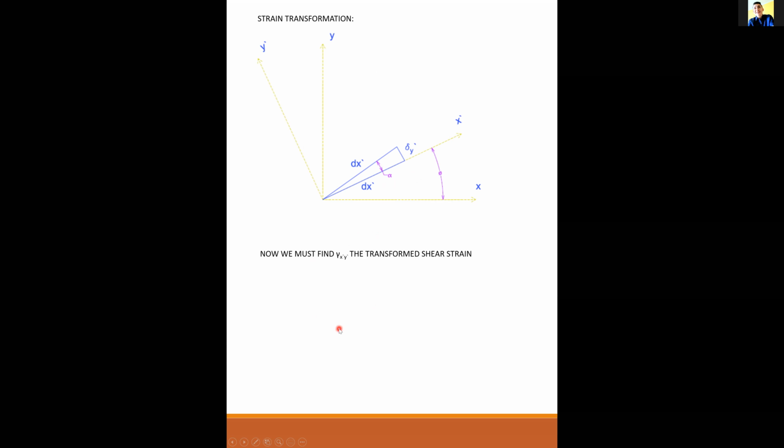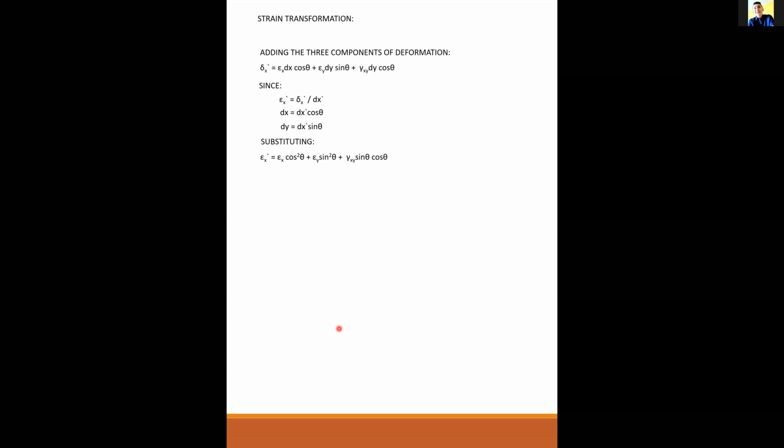Wait, sorry, can you go back to that equation one last time? Right there. Professor? Yes. So is that the equation for the total deformation in the x direction? That is the equation for the total deformation in the x prime direction.